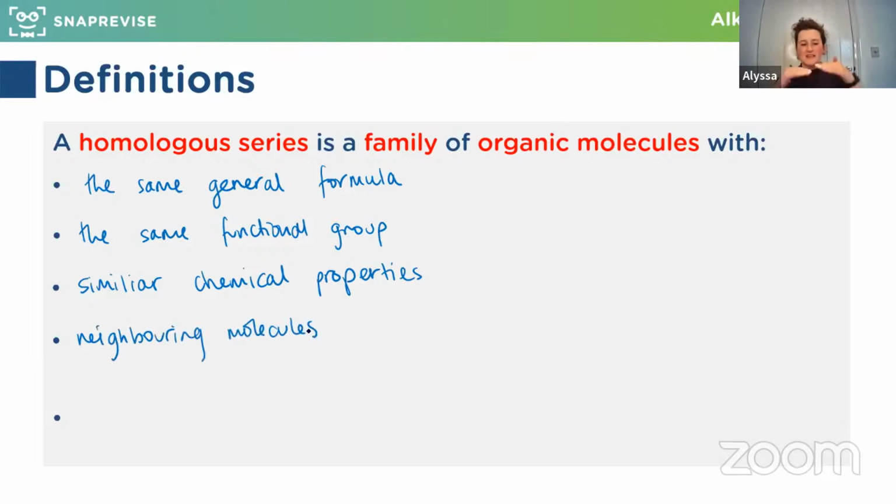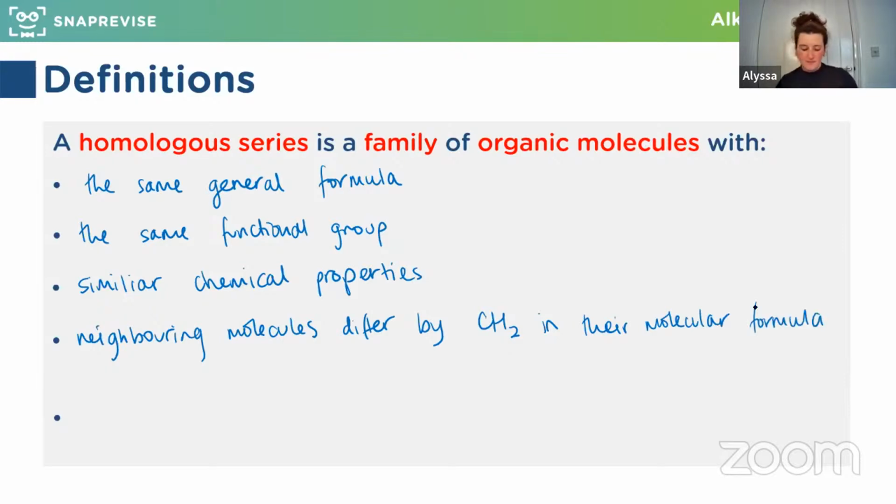And what I mean by that is, if we've got 3 carbons, for example, then the one with 4 carbons will have an extra carbon and 2 hydrogens, and the one with 2 carbons will have 1 fewer carbon and 2 hydrogens. So neighboring molecules, as in ones that are next to each other in the family, differ by CH2, big C, big H, little 2 down the bottom, in their molecular formula. And we'll look at this in a little bit more detail in a few slides' time.